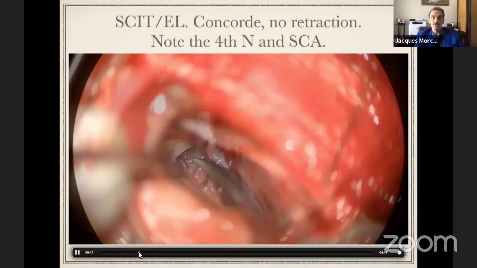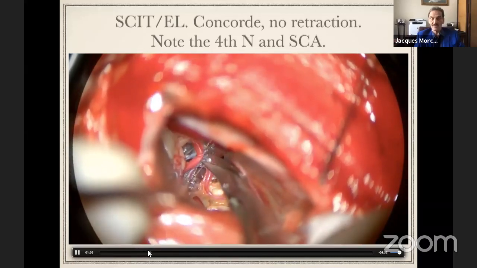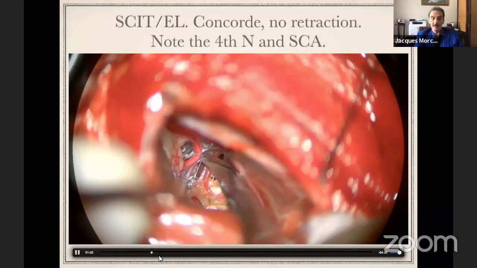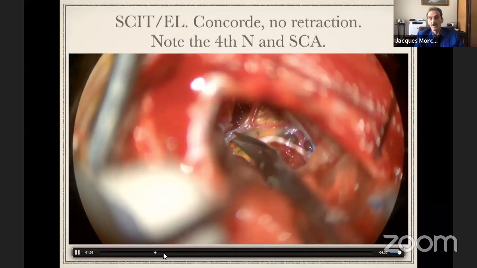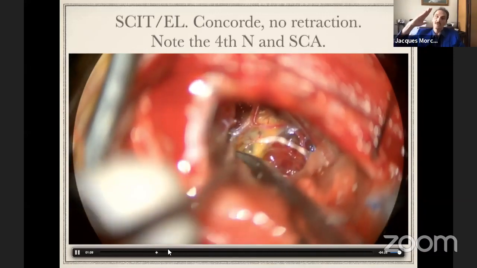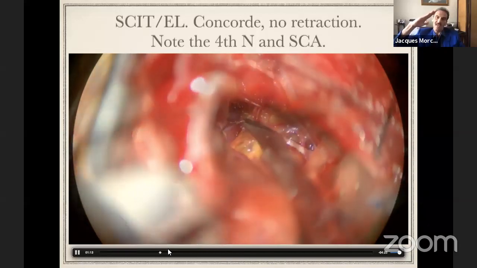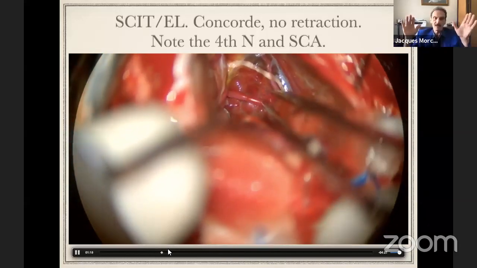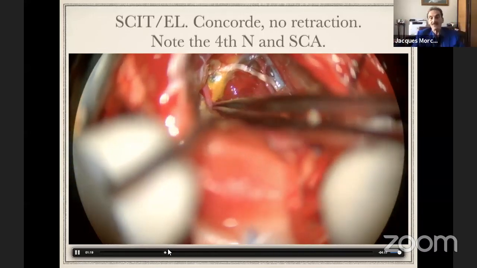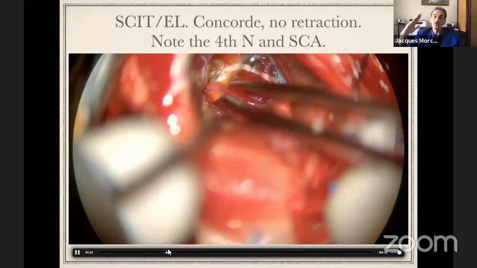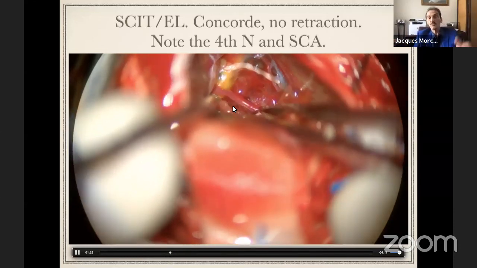Here is the view. So we're infratentorial, supracerebellar, no retraction. I mean, no self-retaining retraction. Concord position, meaning the body of the patient is angled. It's not prone. People assume Concord means prone. It's not prone. You get CSF from cisterna magna, and you use gravity in your favor. And you can see it's a beautiful view.